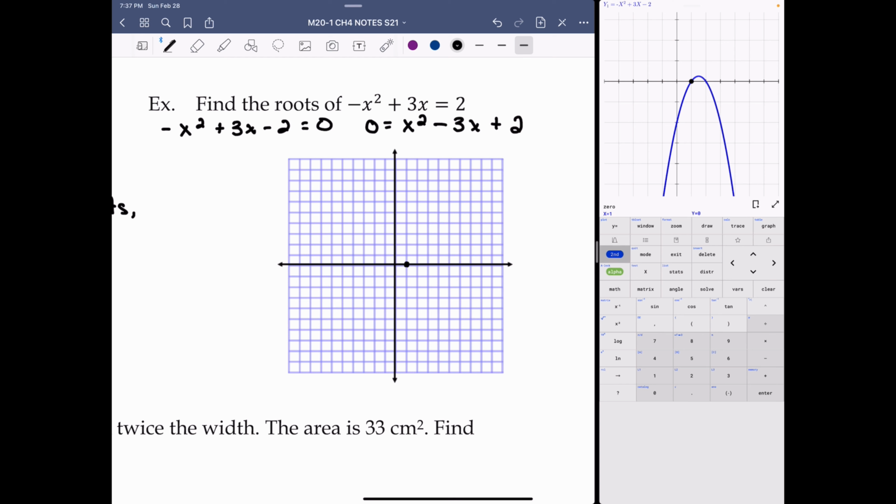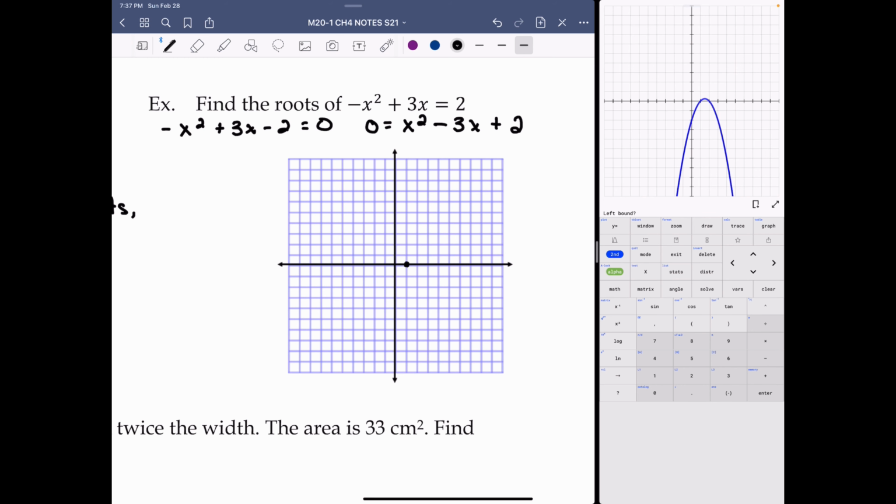Let's check it out. Second trace, number 2. Left of that x-intercept would be up above. Hit enter. Right of that x-intercept would be below. Hit enter. Hit enter again if you need to. And this x-intercept is at 2. Let's find our vertex.